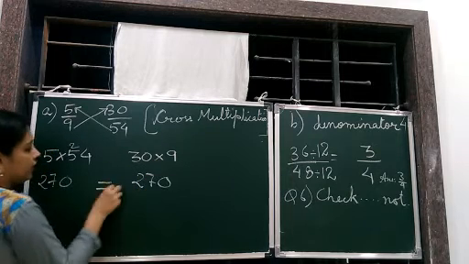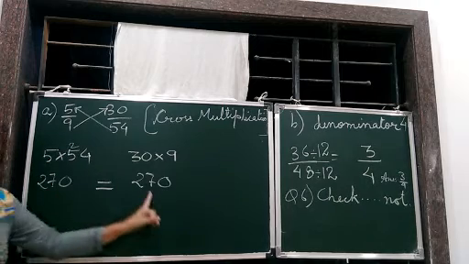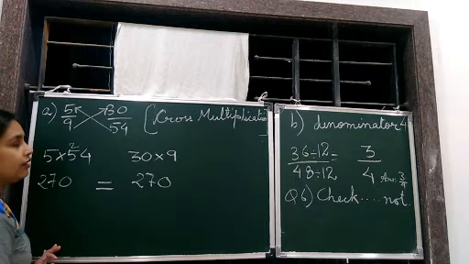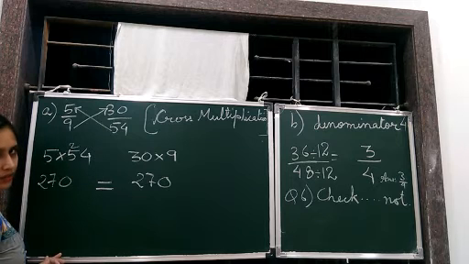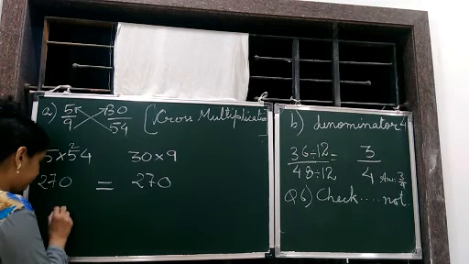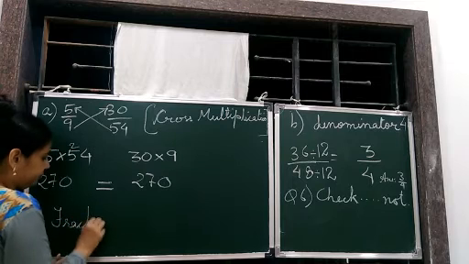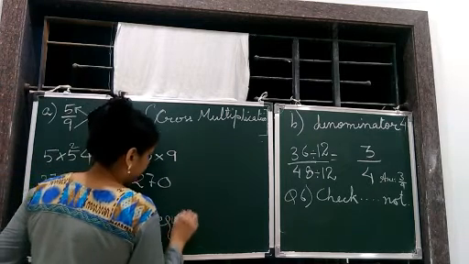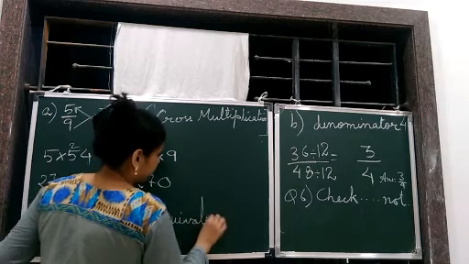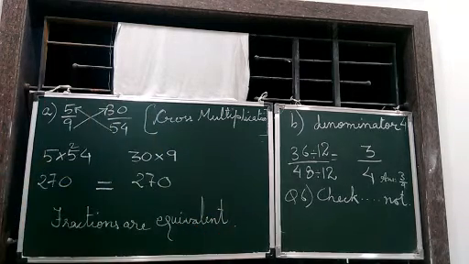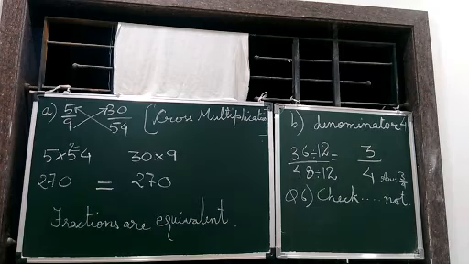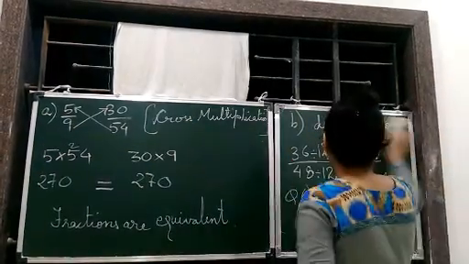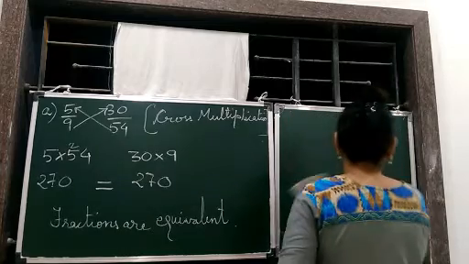Are they equal? Yes. If LHS is equal to RHS, left hand side is equal to right hand side, or you can say both the products are equal, then fractions are equivalent, otherwise fractions are not equivalent. So you can write: fractions are equivalent. Then we go to the next one.